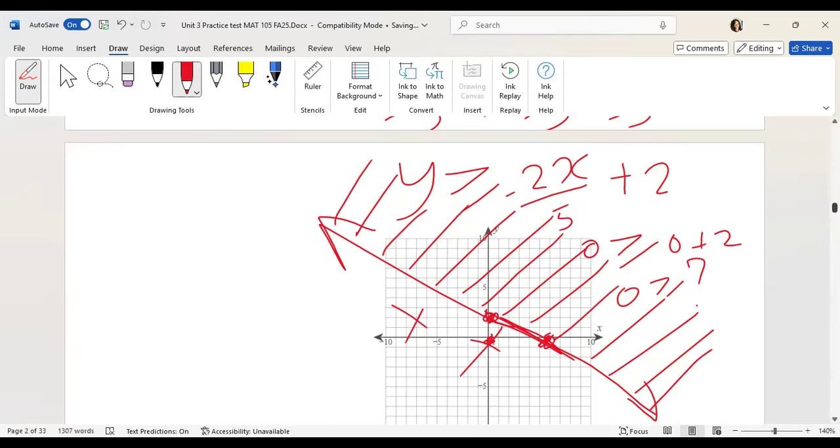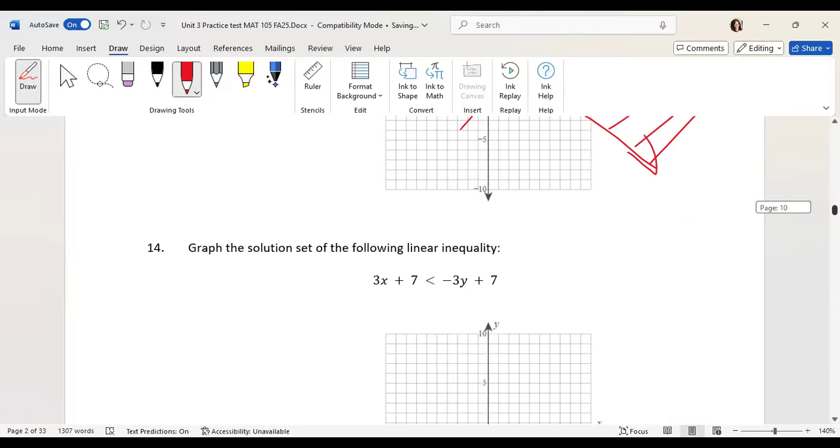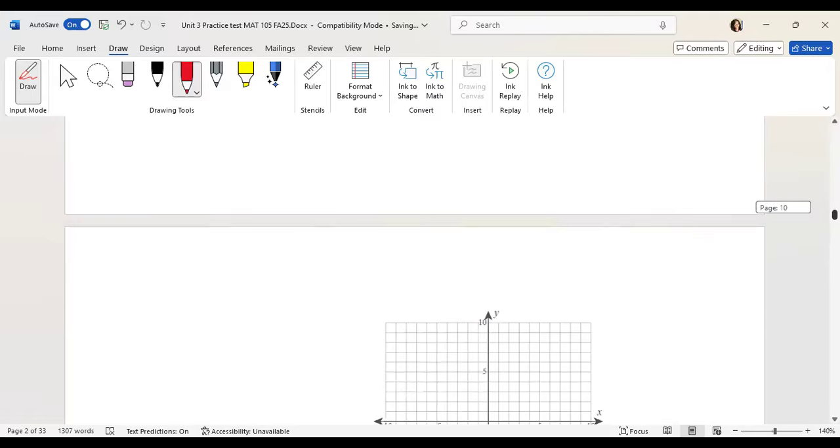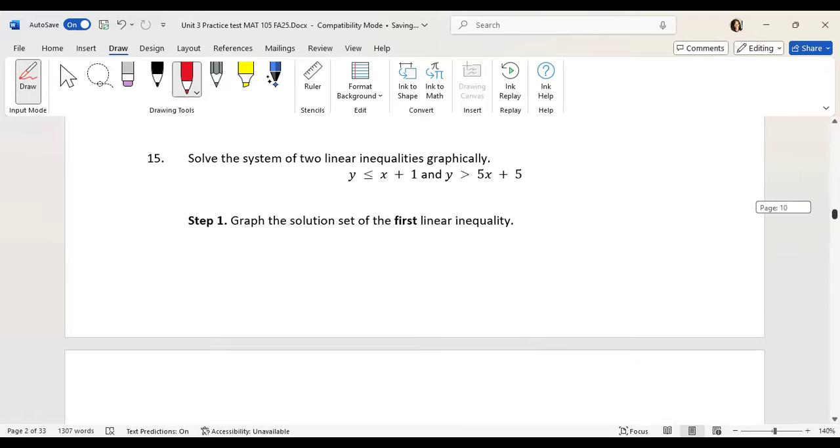All right, we have already seen less than, so let's go and see another one. Solve the system of two linear inequalities graphically. You can solve this with your calculator like we did the other day, but it will be good to also learn how to solve it by hand.